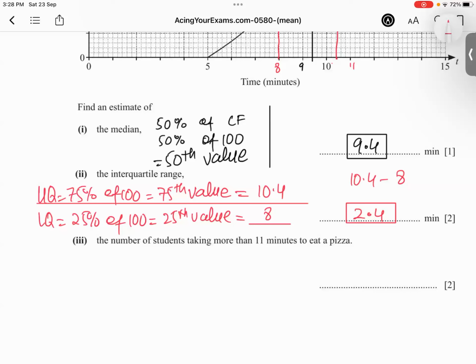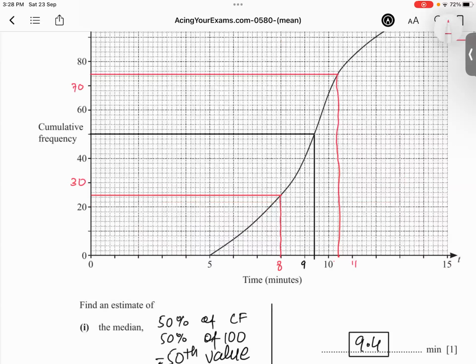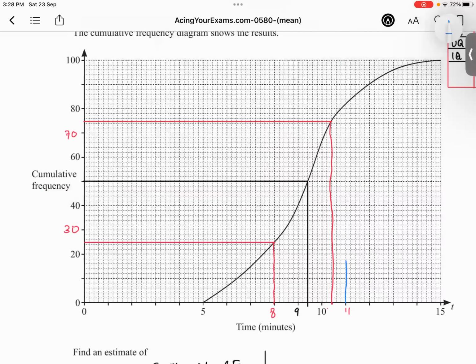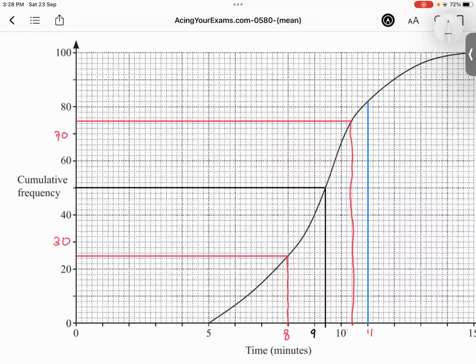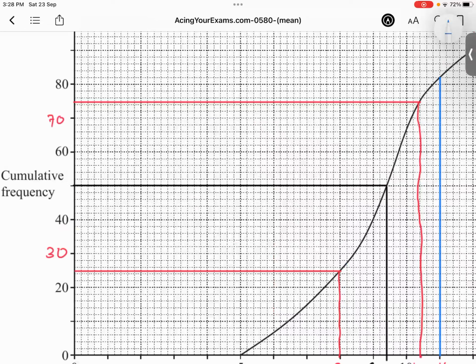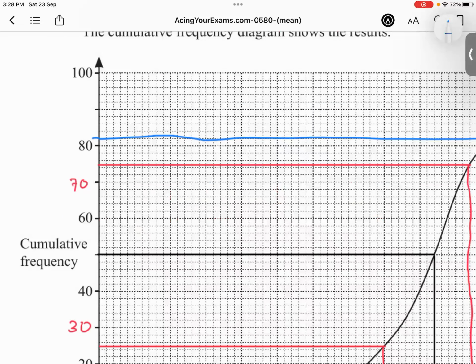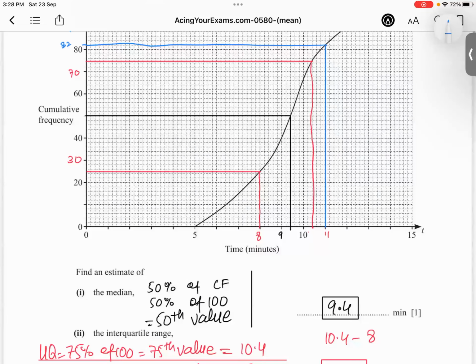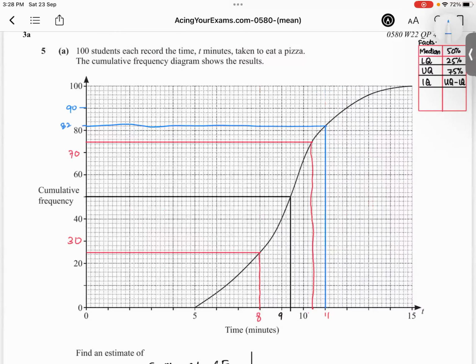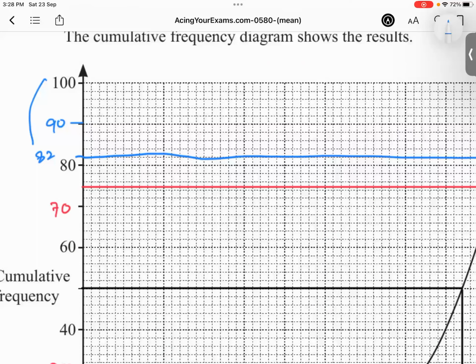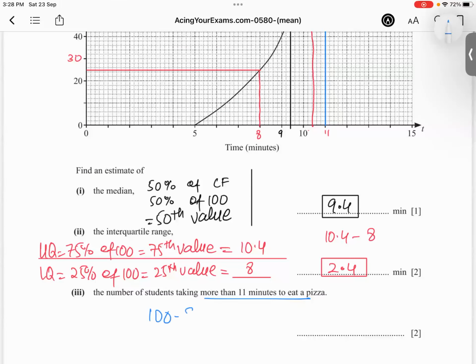Okay, the number of students taking more than 11 minutes to eat the pizza. So we have the time on the x-axis. So I'm going to change the color, 11, hit 11 with the curve. Now, let's check the value here first. It's 82 because this is 90. So now they say the number of students taking more than 11. So more than 11 are above. So 100 minus 82. So they were slow eaters.